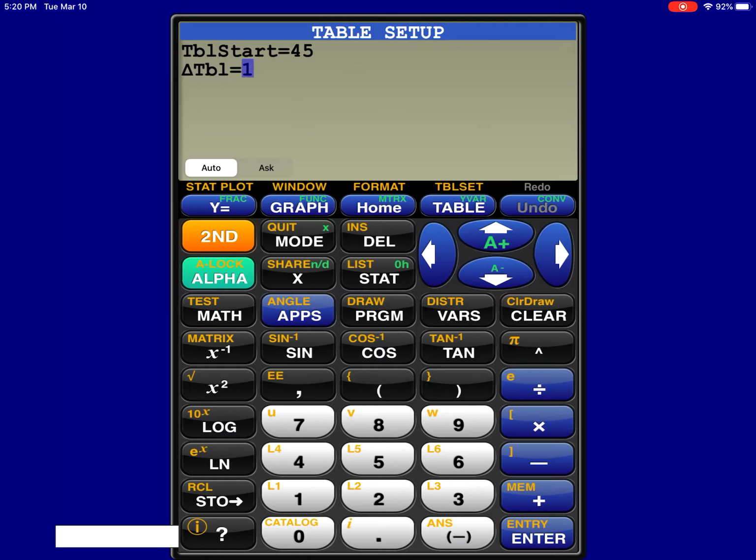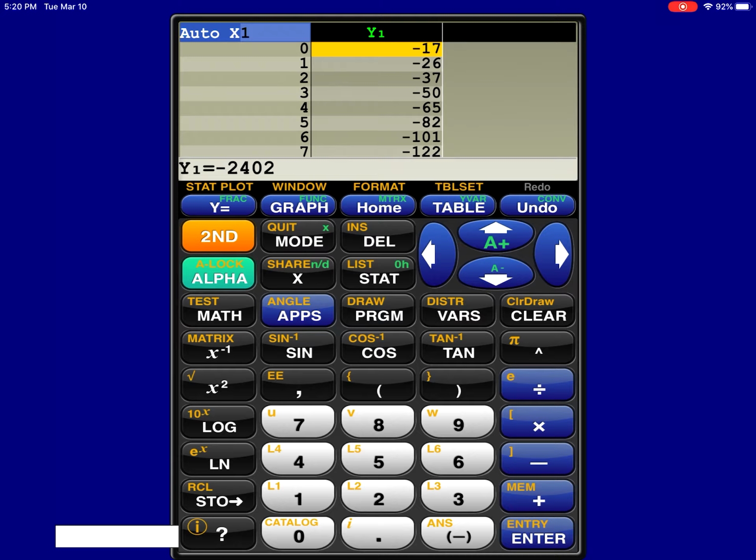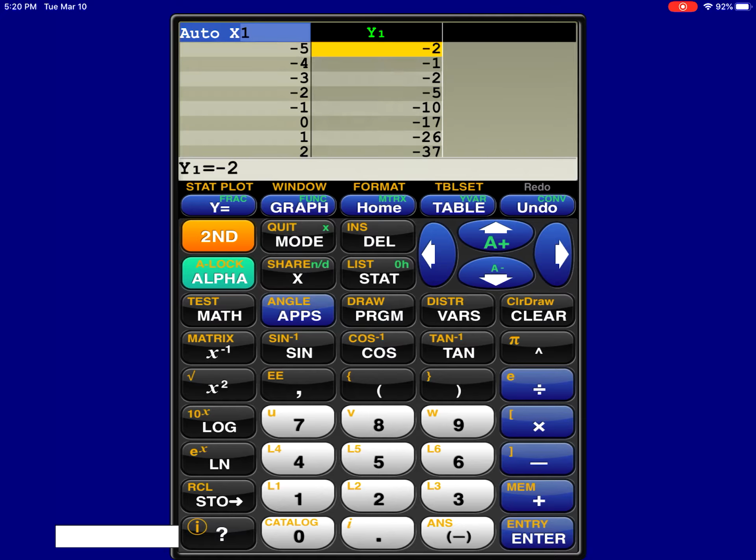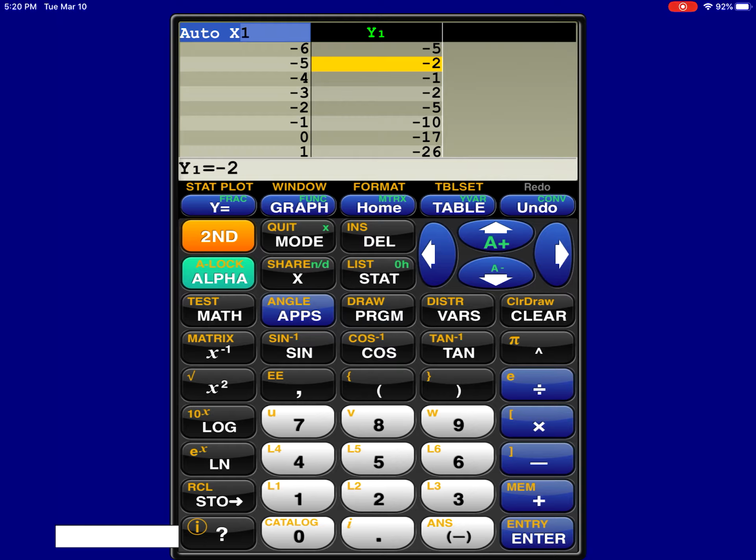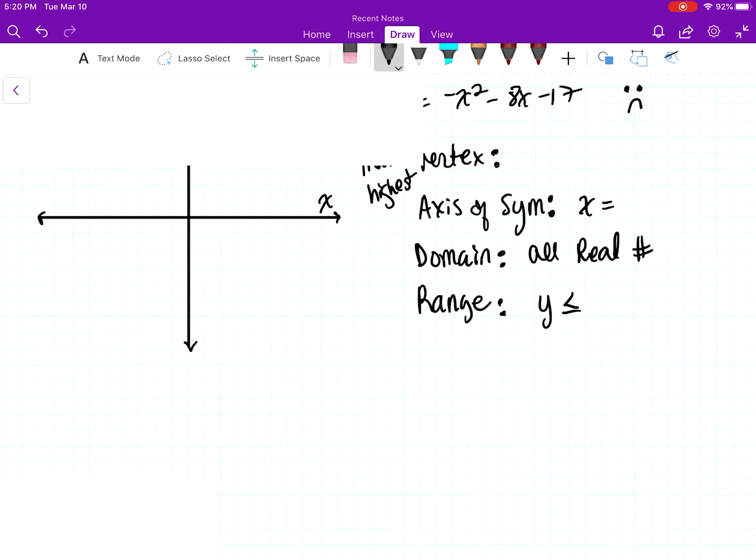Table. I want to start at 0. Okay. So I know that I'm going to be in a negative region. And again, I'm looking for those matching pairs. I have negative 2, negative 2. Negative 1, there's no negative 1. So that lets me know that my vertex is at negative 4, negative 2. Okay? My axis of symmetry is x is equal to negative 4. That means my range is going to be y less than or equal to negative 2.